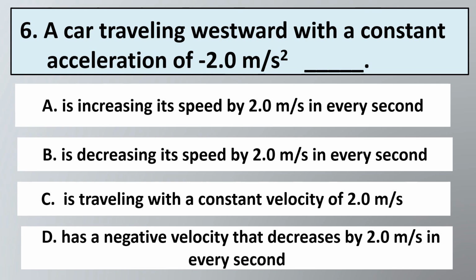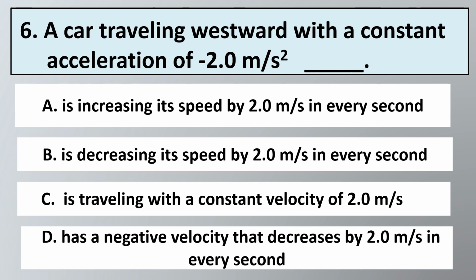So A and B are somewhat similar. The only difference is the use of the word increasing in letter A, while in letter B, we have decreasing the speed. Now, in letter C, it says the car is traveling with a constant velocity of 2 meters per second. The words constant velocity mean that if the velocity is constant, then it follows that the object should not be accelerating. All right? That means we can already eliminate option letter C because it contradicts what is stated in the problem.